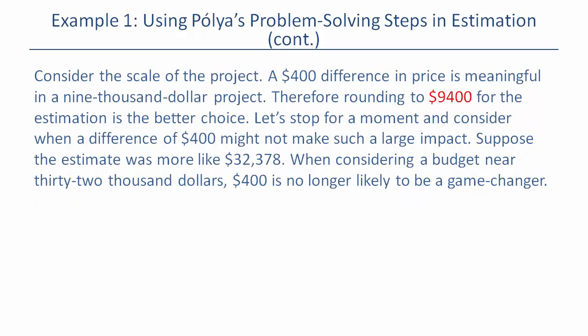And so to further my point, if your estimate was up in the tens of thousands, let's say 32,378, which would round, if you went to the nearest 100, to 32,400, and then you decided, well, why don't we just round that to the nearest 1,000 and talk about 32,000? Taking away that $400 from 32,000 doesn't seem as drastic as taking $400 away from 9,000. So do you see what I'm saying? That rounding is all relative to the size of the numbers.